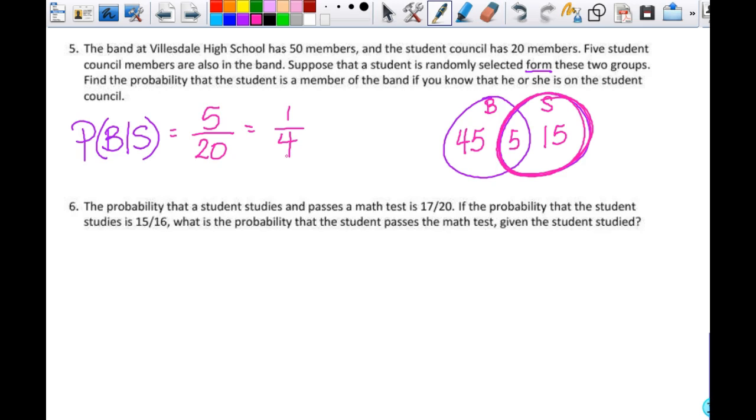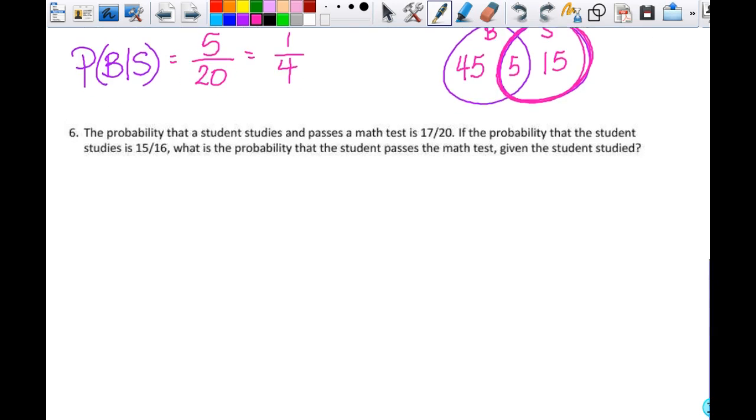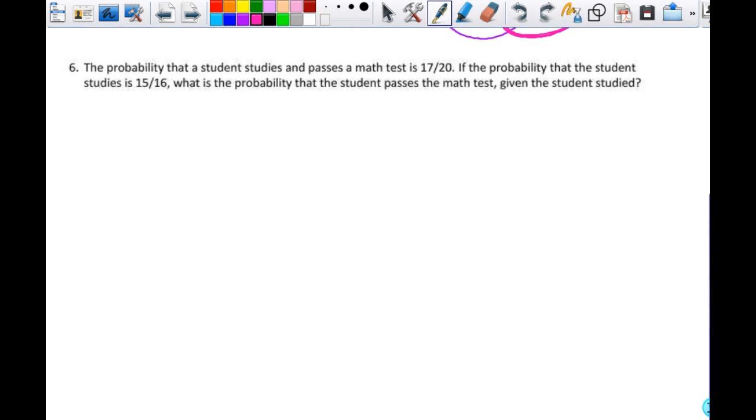All right, so let's look at 6. The probability that a student studies and passes a math test is 17 out of 20. If the probability that the student studies is 15 out of 16, what is the probability that the student passes the math test given the student studied? All right, so is this conditional probability? Yes, it is. So the probability of they passed given that they studied.